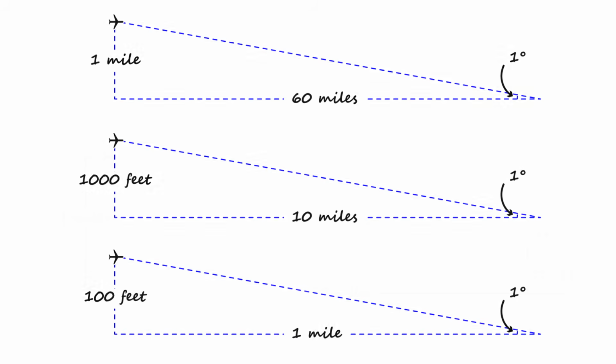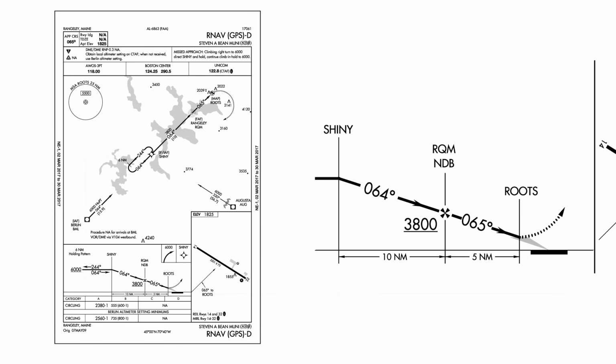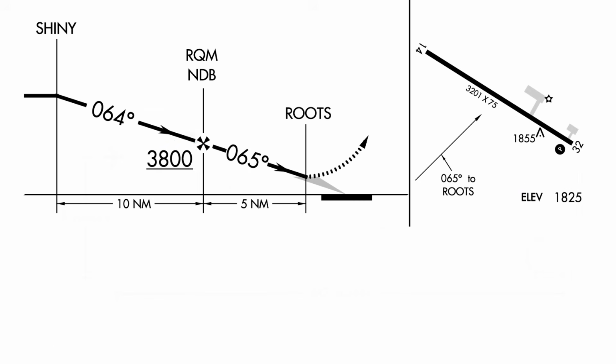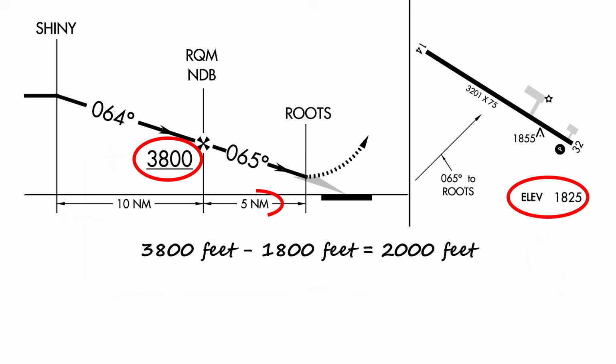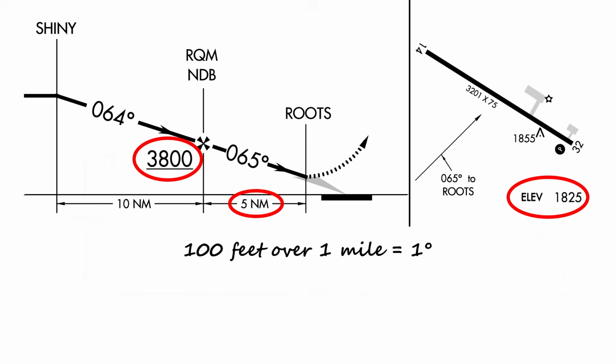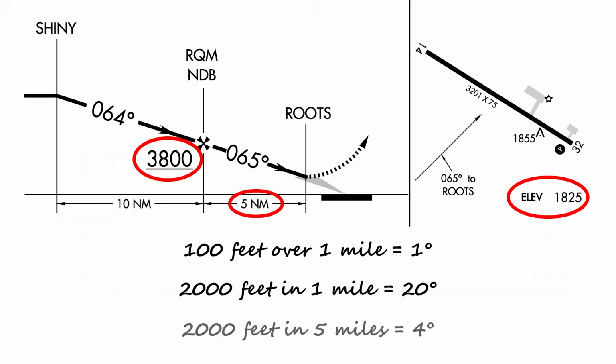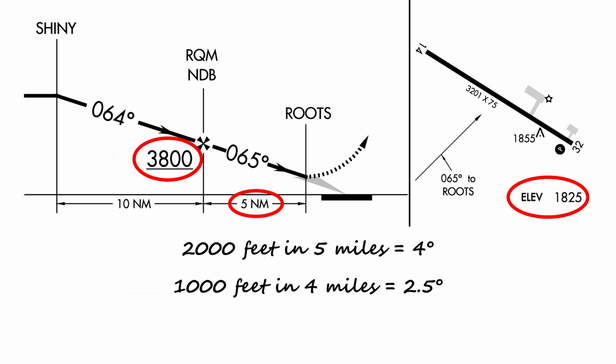Now watch this. Visual approaches and circling-only instrument approaches don't show you a descent angle to the runway, but you can estimate one quickly. You have 2,000 feet to lose and 5 miles to do it. 100 feet in 1 mile is 1 degree. 2,000 feet in 1 mile would be 20 degrees. But you have 5 miles, so it's a fifth of that, or a 4-degree descent if you went all the way to the runway. It's only 2.5 degrees if you want pattern altitude half a mile from the airport.